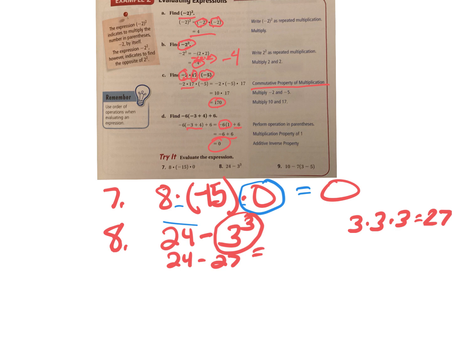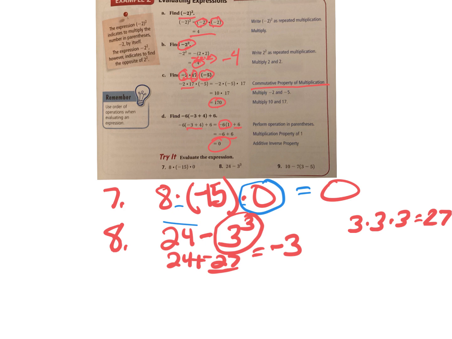So now it's 24 minus 27. And we know that the absolute value of this one is bigger if we go plus negative. So it's 24 plus a negative 27. It's going to be a negative 3. And that is your answer.